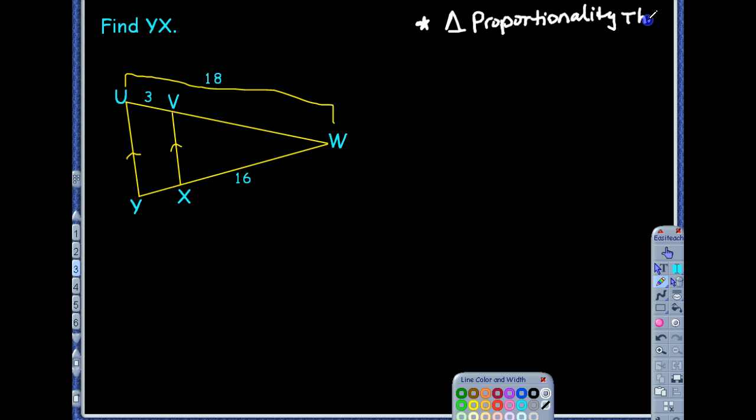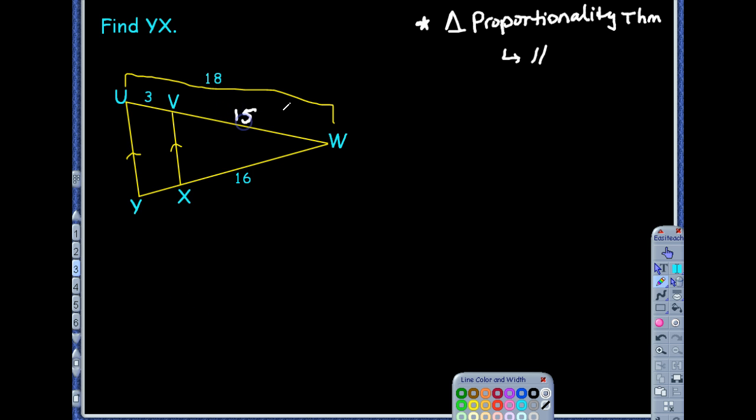So I'm going to make a little note of what Ms. Hogarby said. We can use the triangle proportionality theorem because of the parallel lines given. The theorem talks about the parts of the segment. Looking at UW, they give me the whole thing is 18, but the theorem deals with the parts. I already have that UV is 3. I'm going to mark on our triangle that VW is going to be 15.